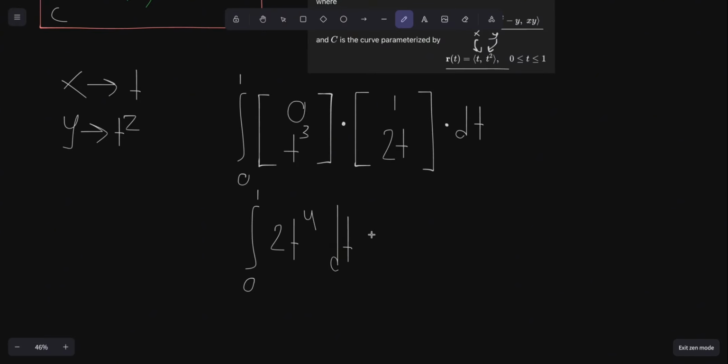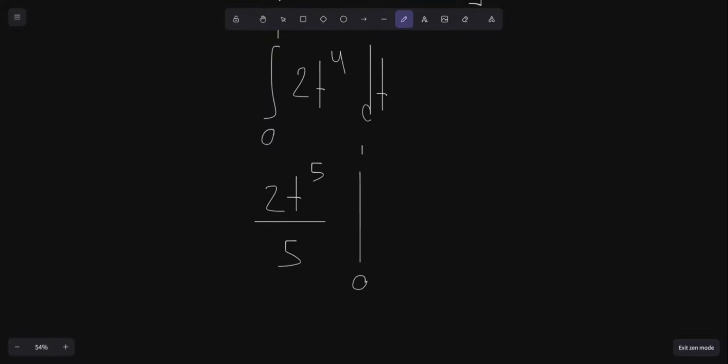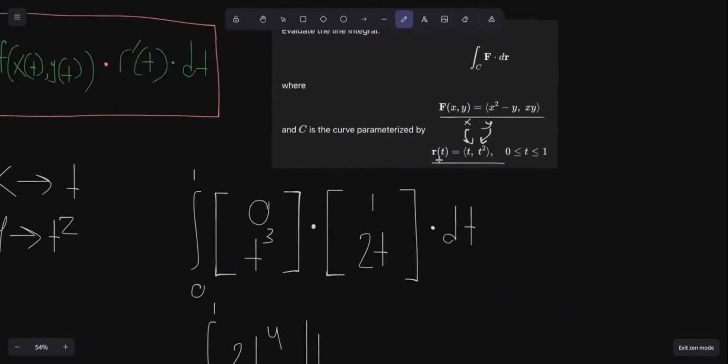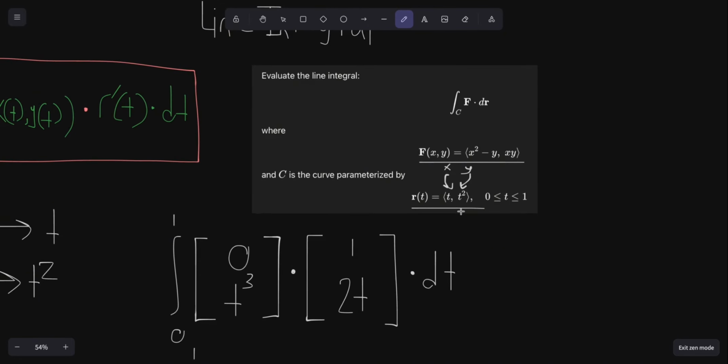And now we can solve. This is just going to be the reverse power rule. And so once we evaluate it from these bounds right over here, we're just going to get 2/5, right? Because 1 to the 5th power is just 1, and you just get 2/5. And so that is the total work that this vector field does given our little curve that we traveled on.